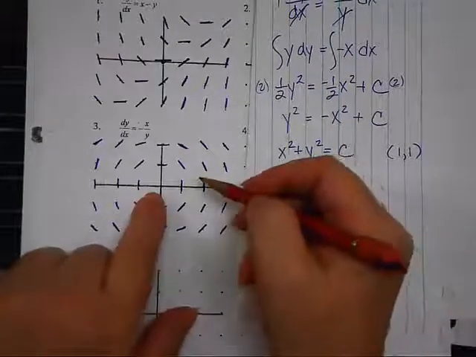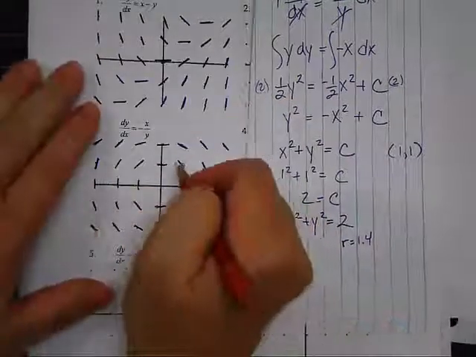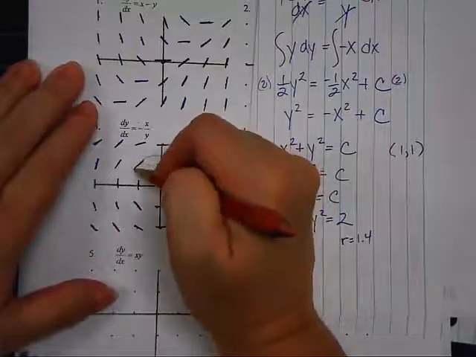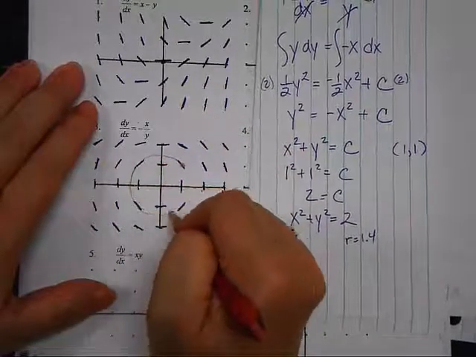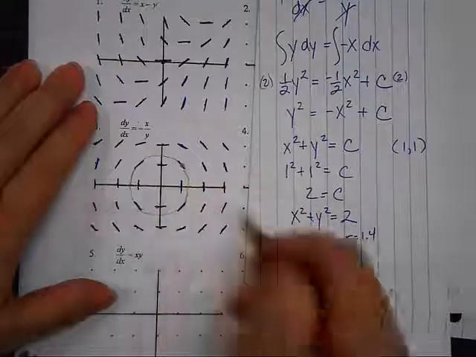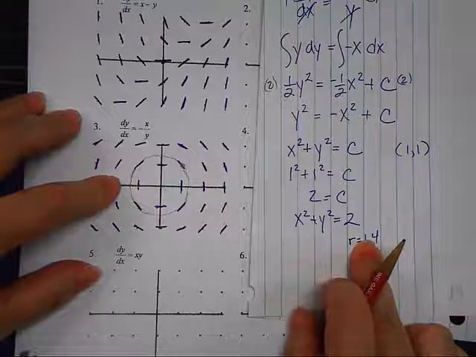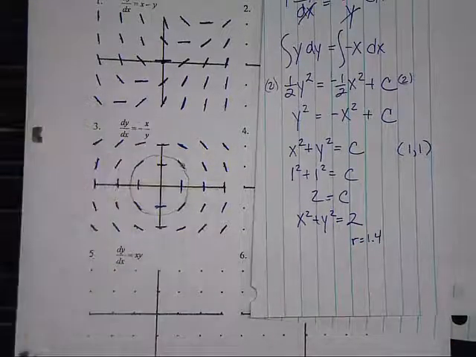If I went to the graph and I put a dot at 1, 1, and then I followed the lines around in the direction they're pointing me, I would graph a circle with a radius of 1.4. Do you see that? That's what this is for.